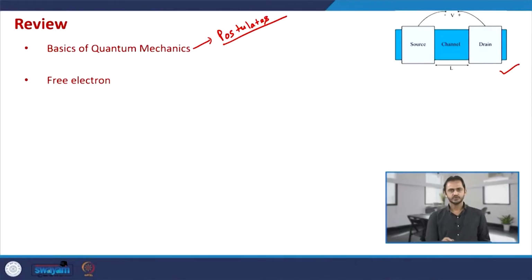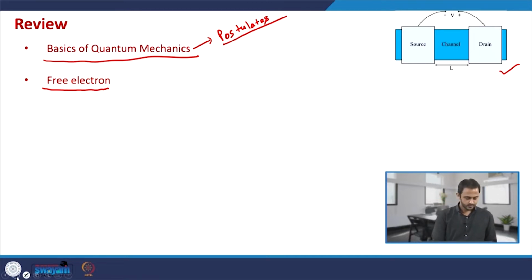We have also seen other postulates, how we define operators which correspond to physical observables in the system. After going through the basic postulates of quantum mechanics, we went on to understand the free electron, how a free electron behaves. This is the first step in order to understand how the electron behaves in a solid. So we started with how an electron behaves when it is entirely free, free from all interactions and all other particles, as if it is alone in the universe.